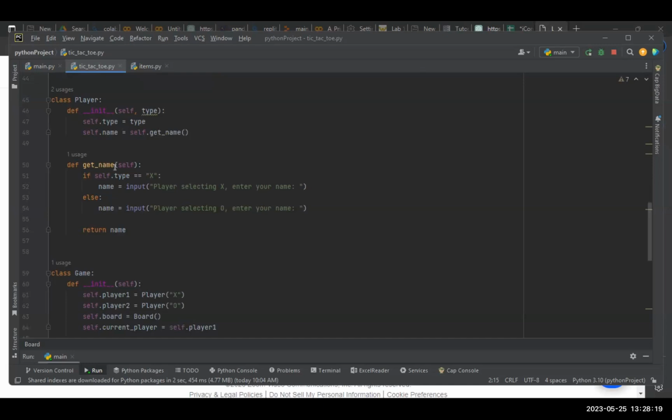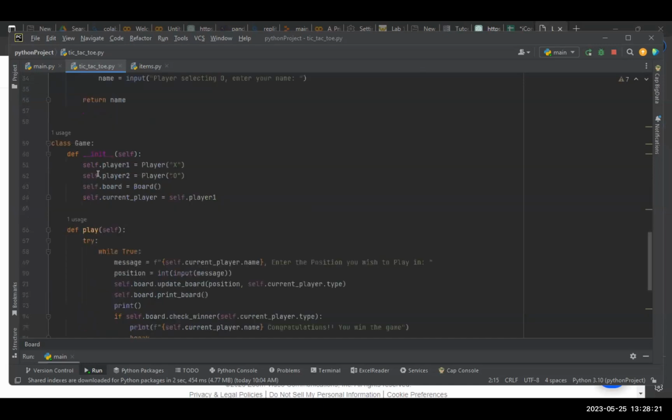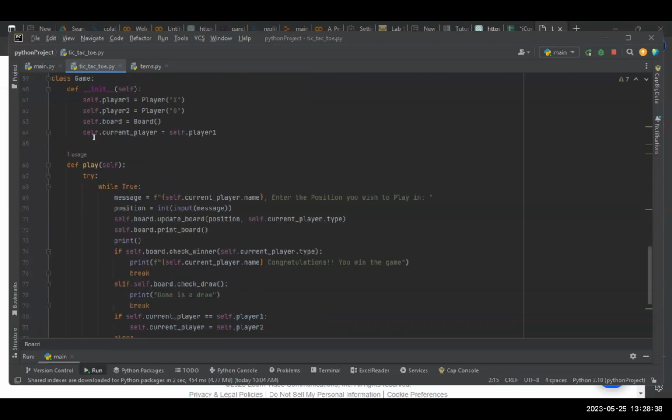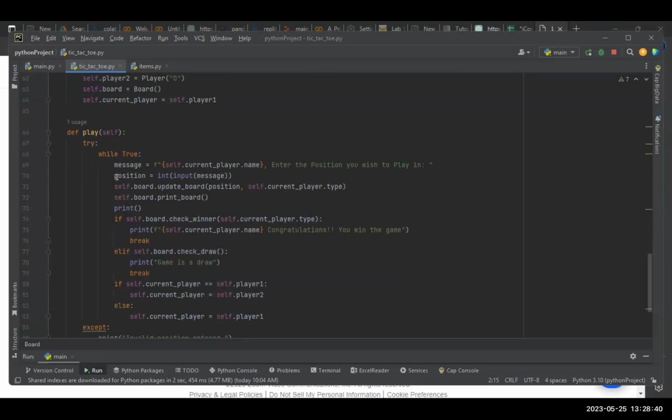And then in the game class where everything happens, I created a constructor to initialize all the characteristics like the player one, player two, the board, and the current player. So I called all the other classes inside this class. And then I created a function called play. This is where everything happens.